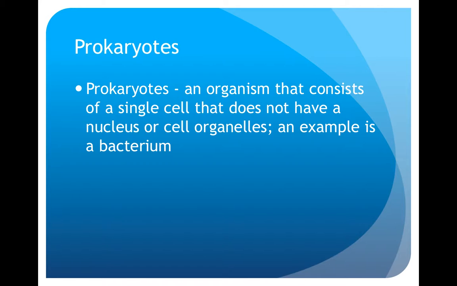So let's talk about prokaryotic cells first. A prokaryotic cell is an organism that consists of a single cell. It's a single cell. That's important to know that prokaryotic cells are single cells and they are bacteria. That is hugely important. I pinky promise you it will be on the test. An organism that consists of a single cell that does not have a nucleus or cell organelles. An example of a prokaryotic cell would be a bacteria. So they're very simple. They have no nucleus, no organelles, and they are a bacteria.